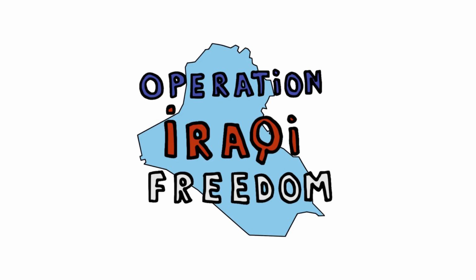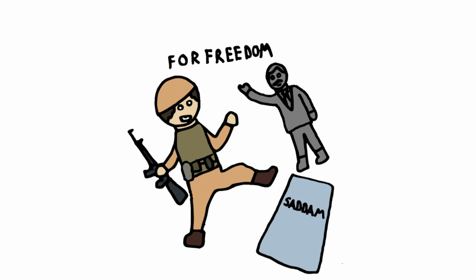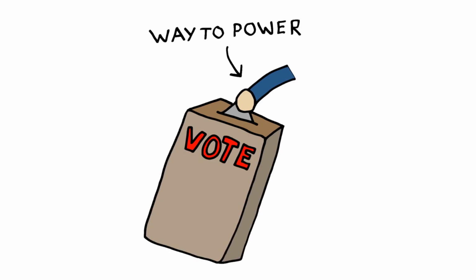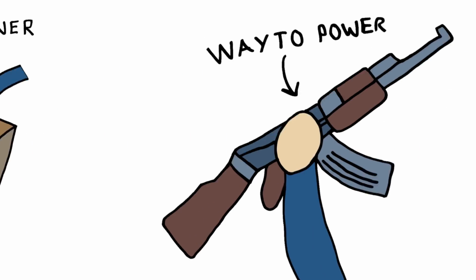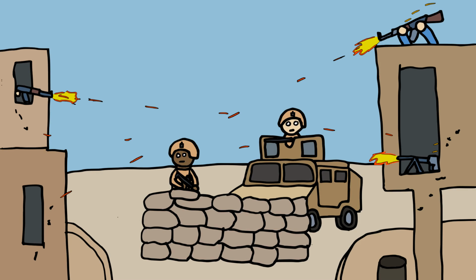Initially, all went well. The Iraqi forces were easily defeated. The US took down Saddam's government and the people rejoiced. But then instead of building a harmonious democratic state, the Iraqi people divided themselves into factions and started fighting for power. Soon, the country descended into a civil war, with the US troops caught in the middle.